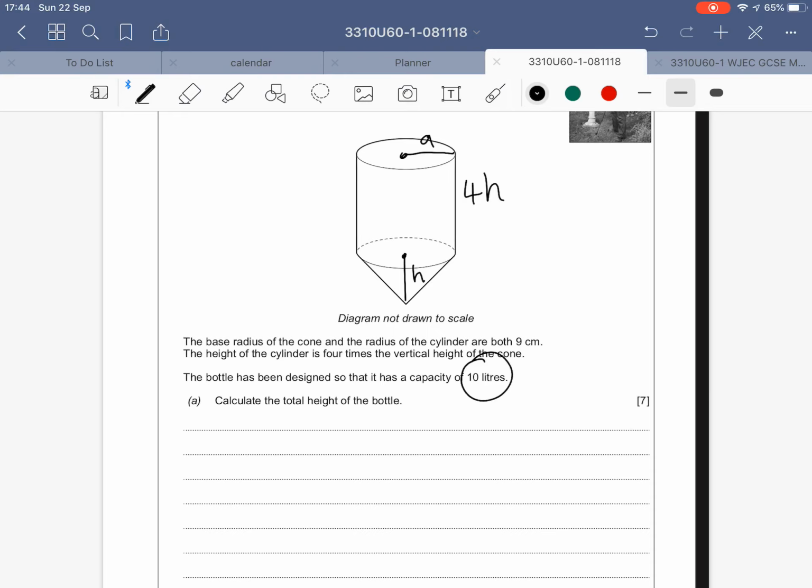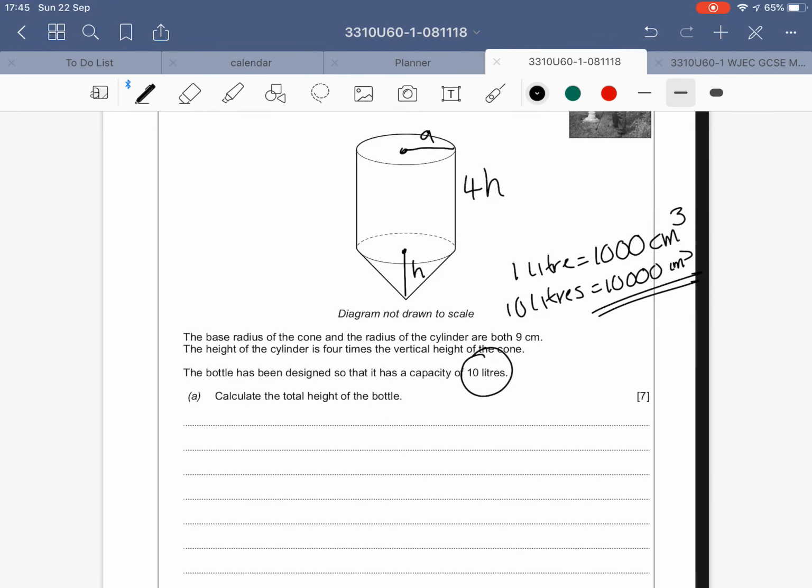There's a lot of conversions in this paper, but you need to know, obviously these are in centimetres, so volume is centimetres cubed, so you need to know that 1 litre is 1,000 centimetres cubed, so therefore 10 litres is times by 1,000, so 10,000 centimetres cubed, so the volume is 10,000. Calculate the height of the bottle. So do the volume of both of them, make it equal 10,000 and find out h.